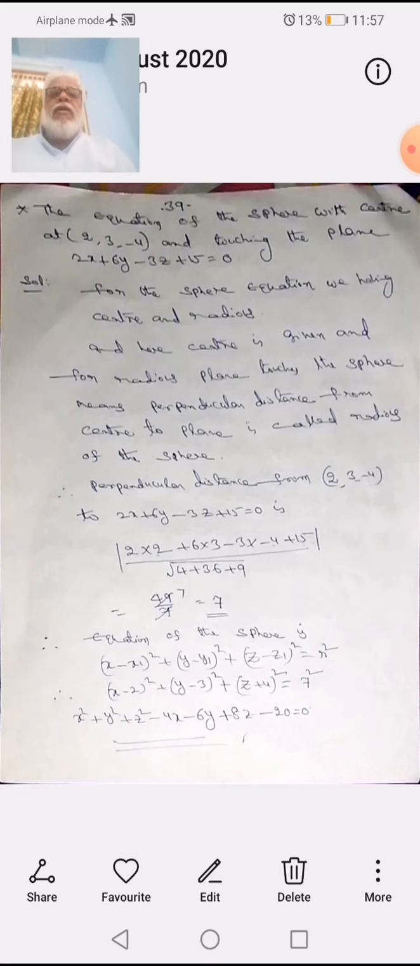If the center is given and we have the radius, then we can easily find the equation of the sphere by using the formula (x minus x1) whole square plus (y minus y1) whole square plus (z minus z1) whole square is equal to r square.